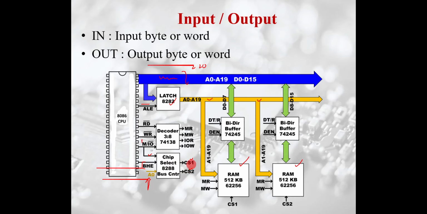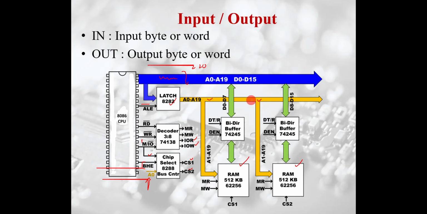Okay. Now whenever I am writing an in command or an out command, in that case the memory signal is 0 out here. So that means these chip select lines don't get activated, and these RAMs don't get activated. Instead these lines get activated. Now here also, depending on whether it is a read operation or a write operation, IOR or IOW gets activated.